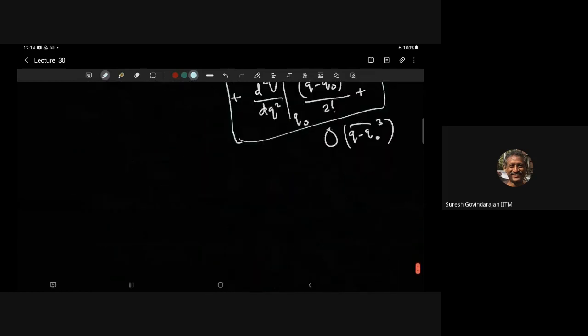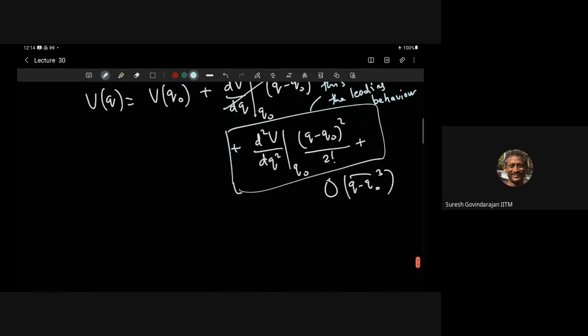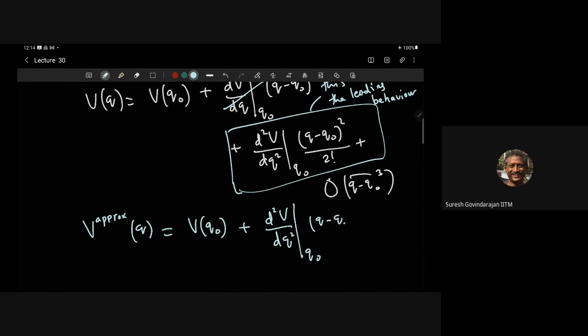So we can do V approximate of Q. It's just V of Q naught plus d square V by dq square at Q naught times Q minus Q naught whole square by 2. And this will get better and better as we make Q and Q naught closer if V is a smooth function, which we will assume. Is this clear? So we have something like this.